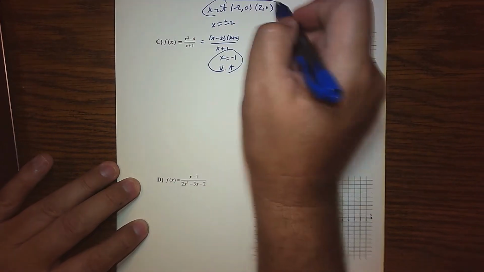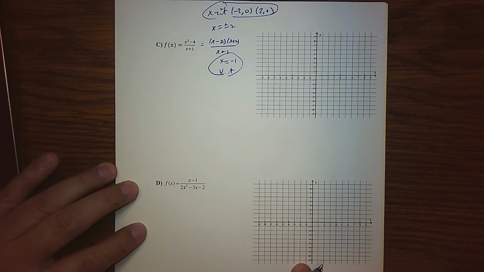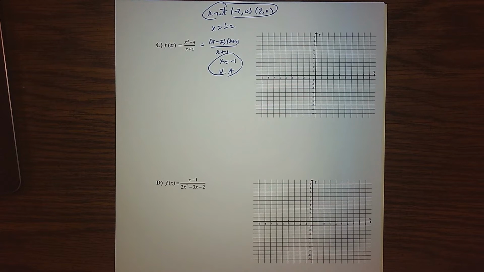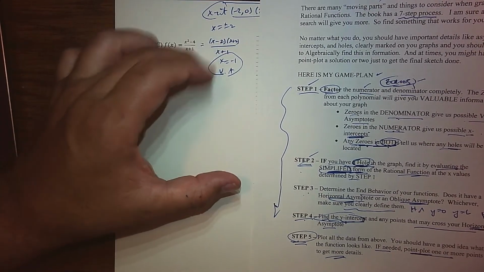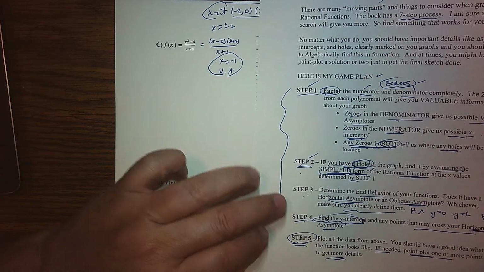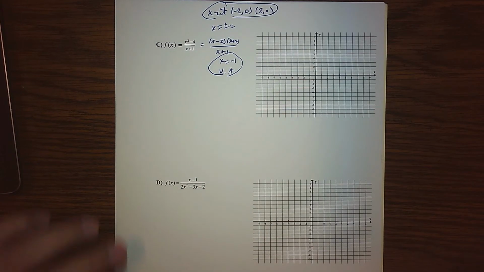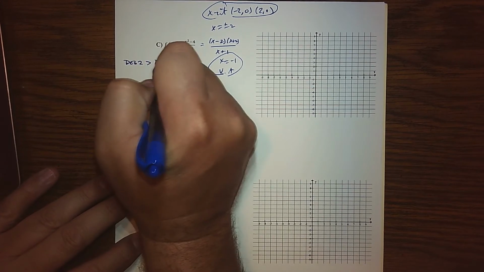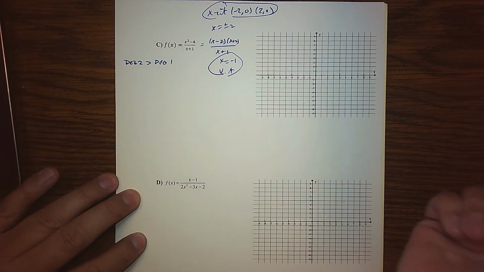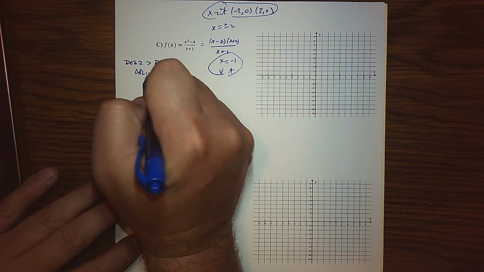So we've got some pretty important pieces of our puzzle just by looking at the zeros, by factoring the top and factoring the bottom. Step 2, as I mentioned, is not necessary because the zeros on top are different than the zeros on the bottom. So what about my end behavior? Well, in this case, my degree upstairs is 2, and this is greater than my degree downstairs, which is 1. So we have an oblique asymptote.